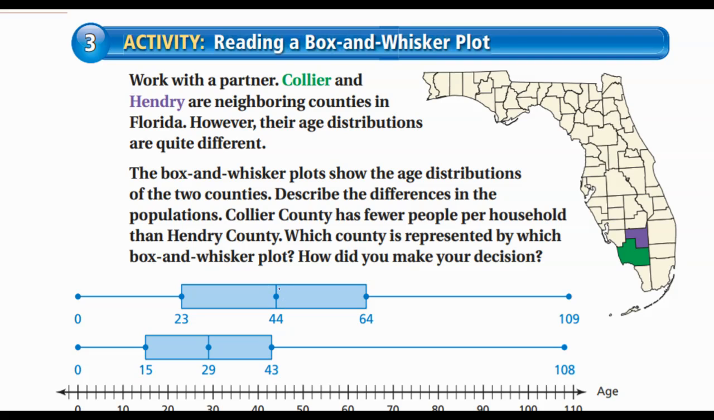The top one's got a median age of 44, upper quartile of 64. So they're saying 25% of their population is older than the age of 64. Whereas we look down at the bottom one here, it has a median of 29 and an upper quartile of 43. So 25% of the population is above 43 in age. So clearly we can look at this top one and see this is an older demographic of people. So this one probably represents Collier County.